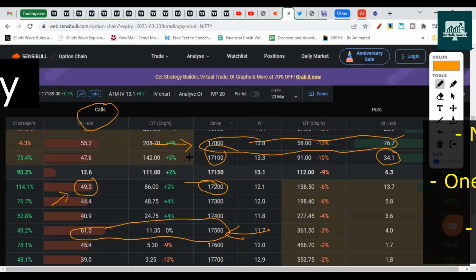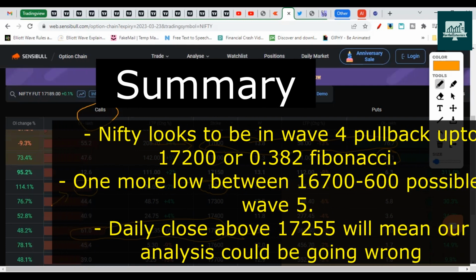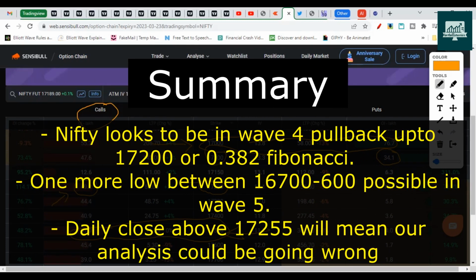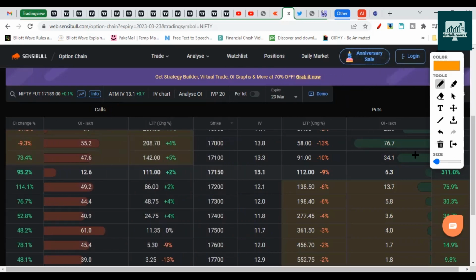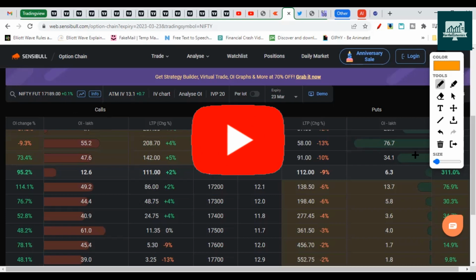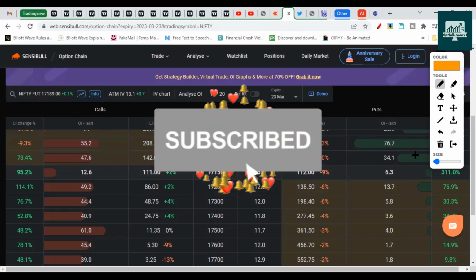So hope you like the analysis. I'll add the summary here, so do read the summary properly, and let's see if the move happens in that direction or not. A pullback and then the bearish move should continue. That's what our analysis says. Let's see how the market moves next week.